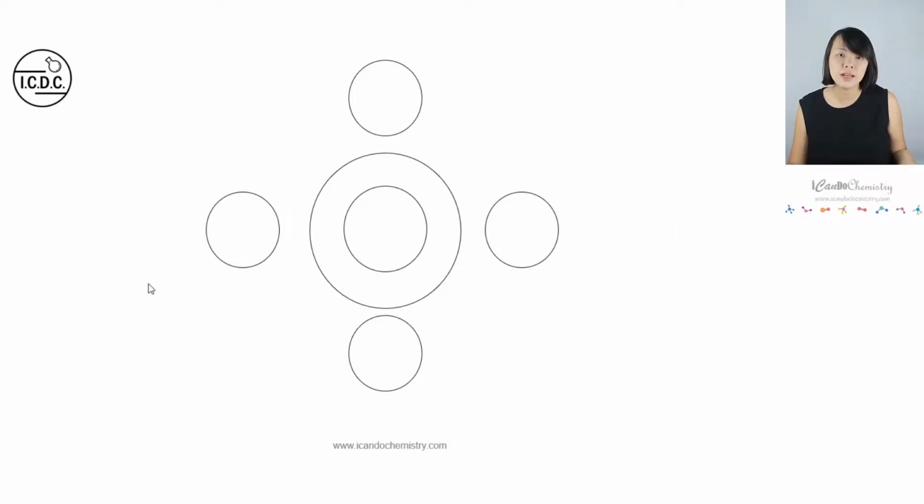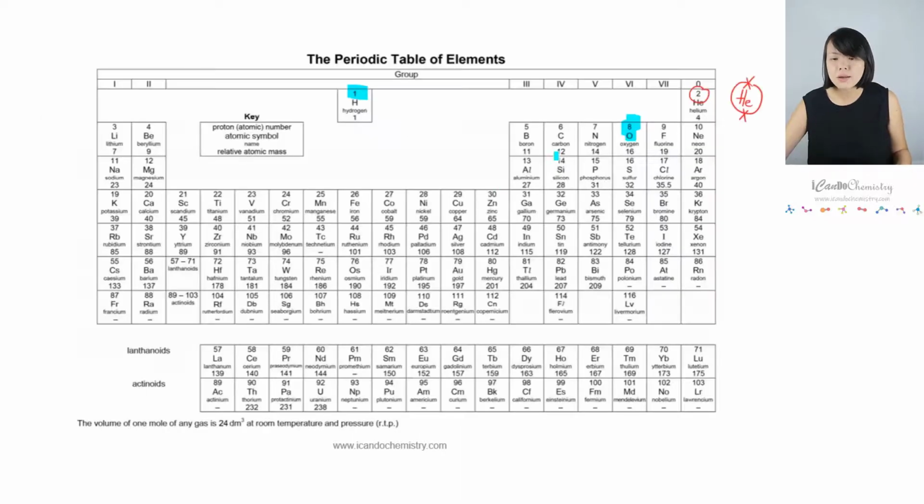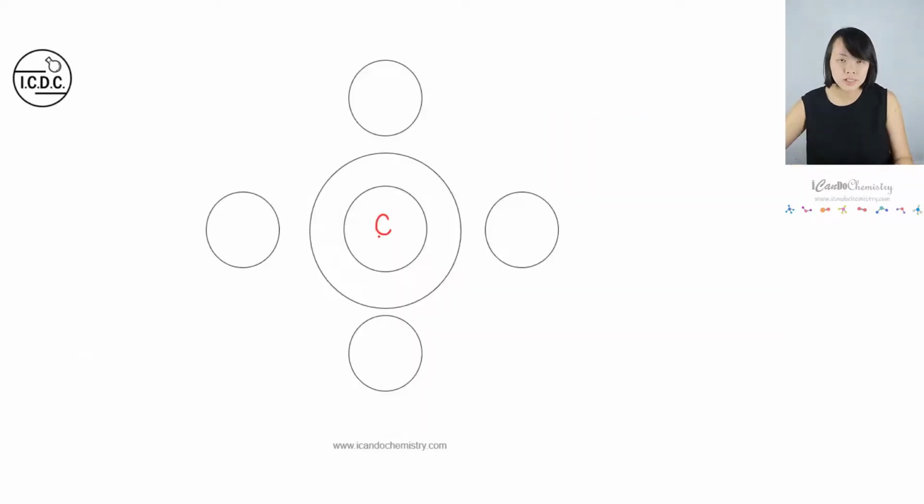What is the number of electrons of carbon? Now carbon is over here. Okay, it has 6 electrons. The first shell can only hold up to 2 electrons. Okay, so carbon, 2 electrons in the first shell.